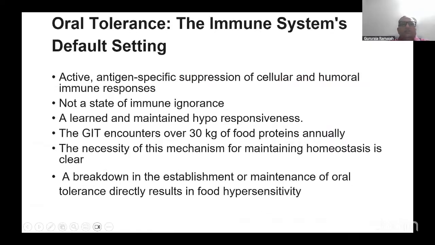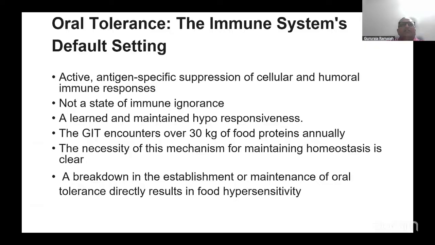So coming to oral tolerance, this is the immune system's default setting. The immune system's interaction with the external world is a constant balancing act between defense and tolerance. Nowhere in the body, and no other system than the GIT, is exposed to an immense and continuous load of foreign antigens from food. The default healthy response to this challenge is not attack, but a highly regulated state of non-responsiveness, which is known as oral tolerance. The failure of this fundamental process is a central event that precipitates the development of food allergy.